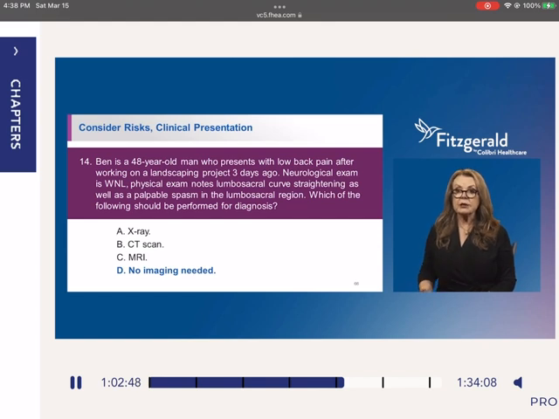And from listening to what's going on and how this got started with doing yard work, at this point, the X-ray is not going to tell us anything. Let's get you more comfortable.